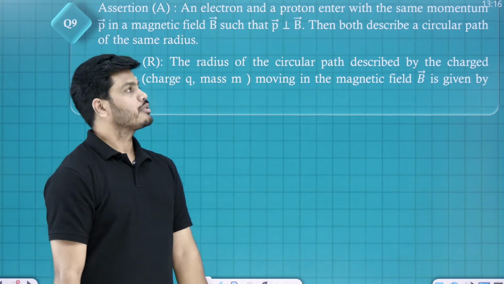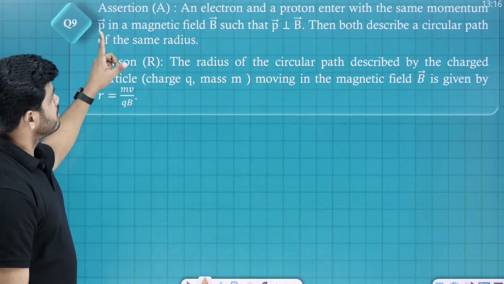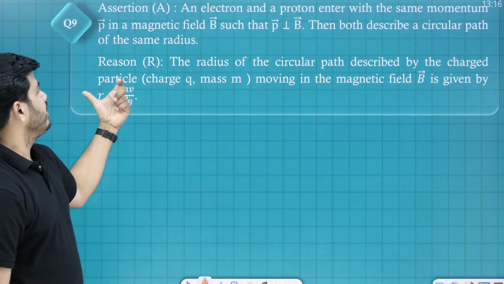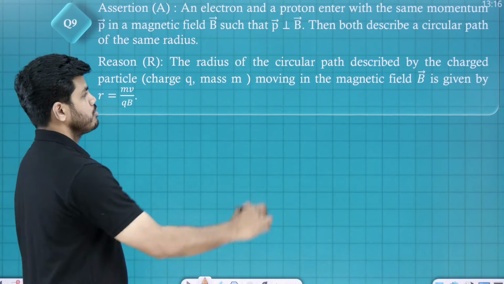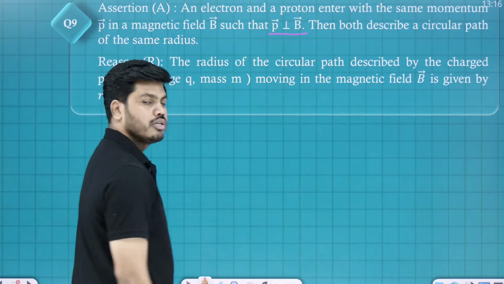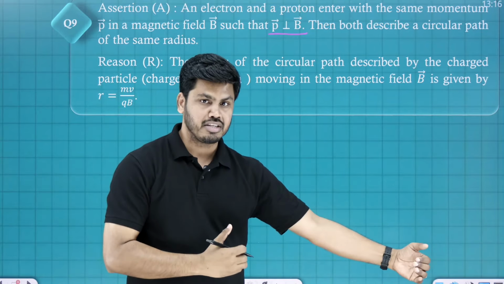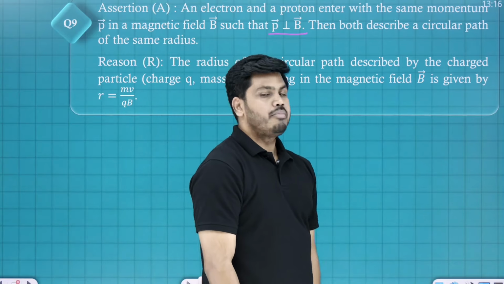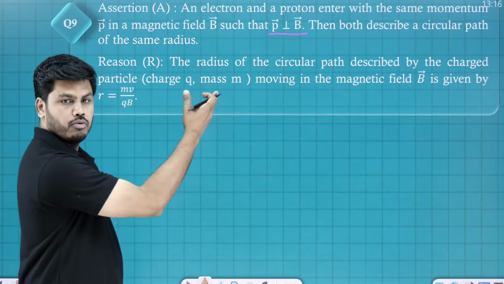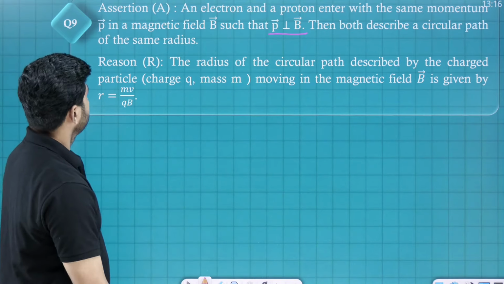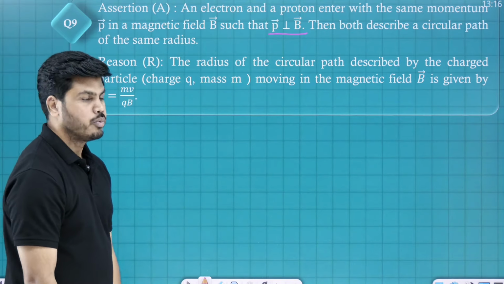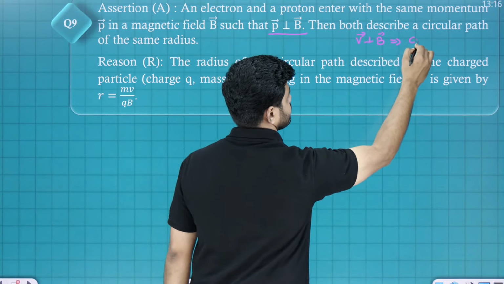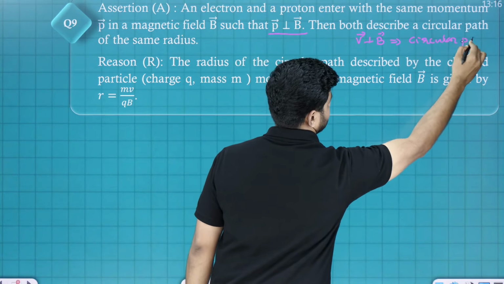Again, an assertion reason question. The assertion statement says an electron and proton enter with the same momentum P in a magnetic field B such that P is perpendicular to B. See, P perpendicular to B means velocity is perpendicular to the magnetic field, right? The direction of momentum and the direction of velocity will be the same. Then both describe a circular path. Obviously they will be undergoing a circular path only. So that is a true statement. We know whenever v is perpendicular to B, it follows a circular path. No wonder it is correct.